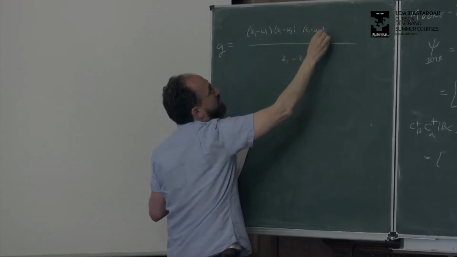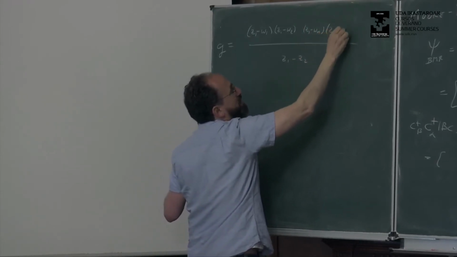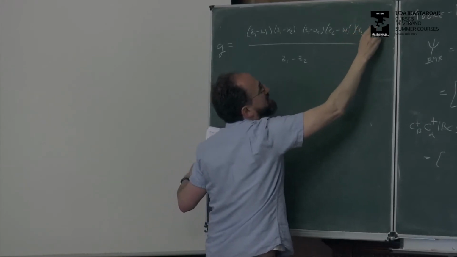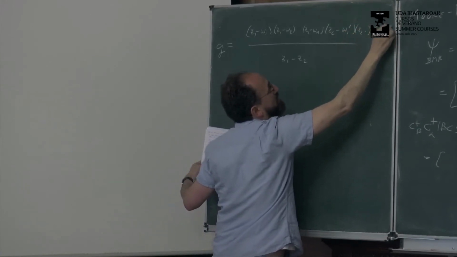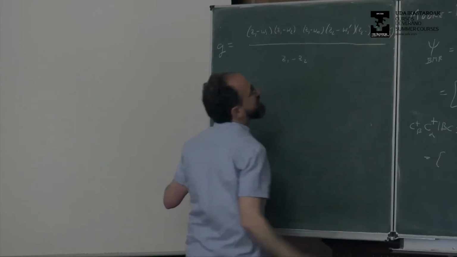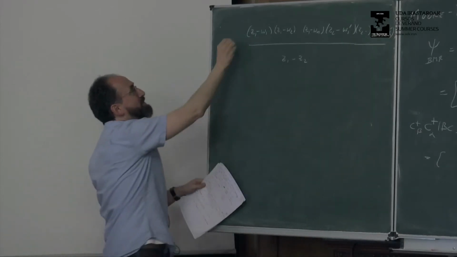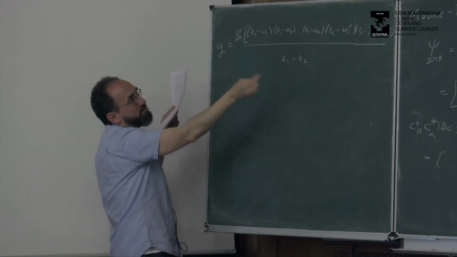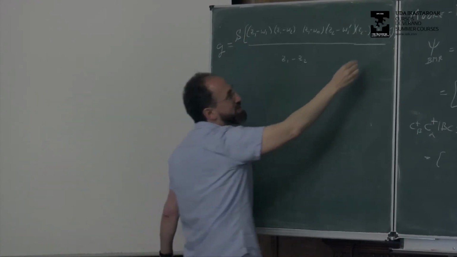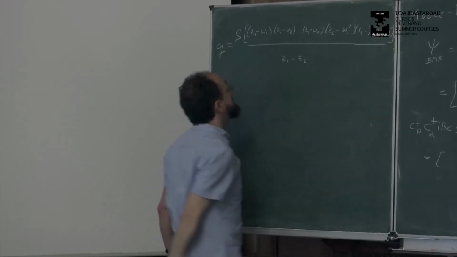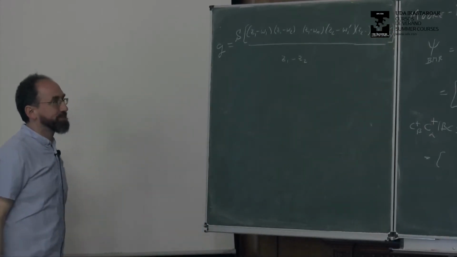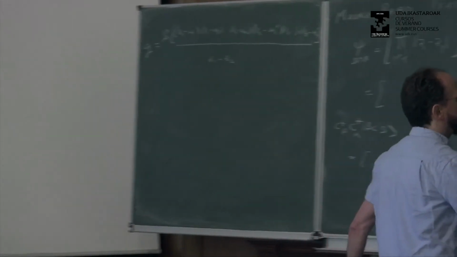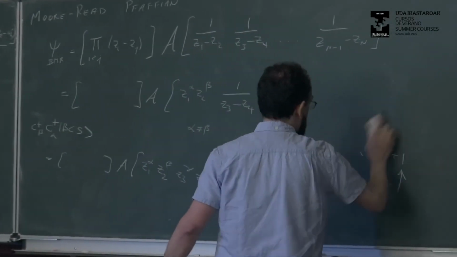And then I'll start with z2 minus w1 prime, z2 minus w2 prime, up to z2 minus wn prime. Okay? So that's all of the n vortices. And then I'm going to symmetrize over all pairings of which w goes with which z. Okay? This is going to be my g. And so I can then write a wave function.